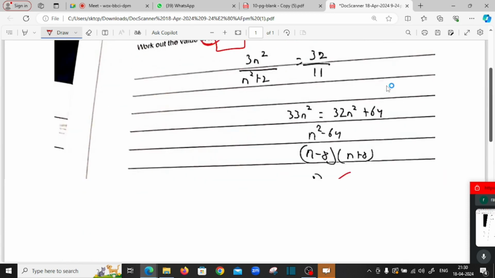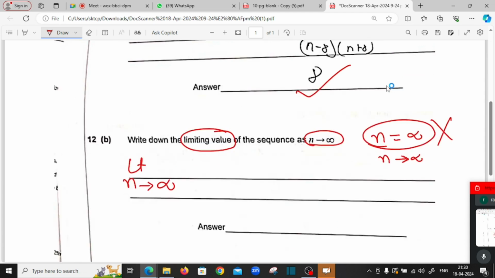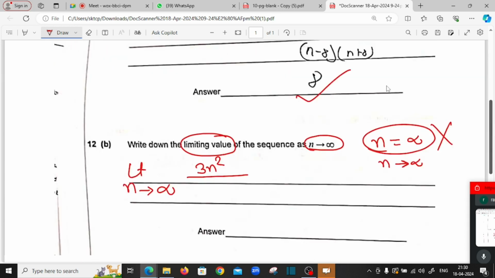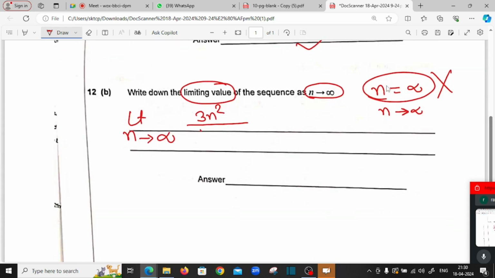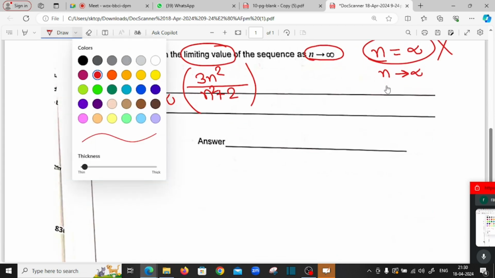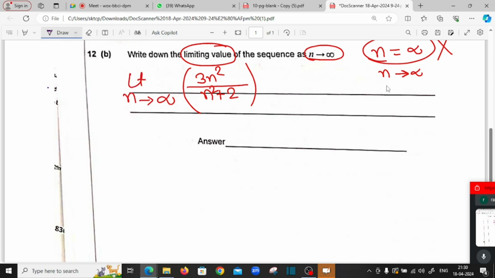And the nth term is the expression 3n square upon n square plus 2. Let me check once again. Yes, it's n square plus 2. So see, this is a question of limit also, which you will study in your calculus part in higher grades.